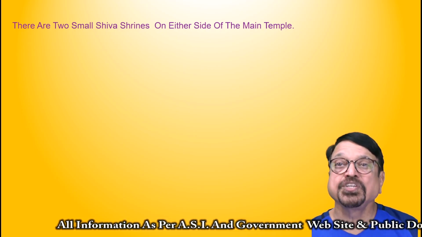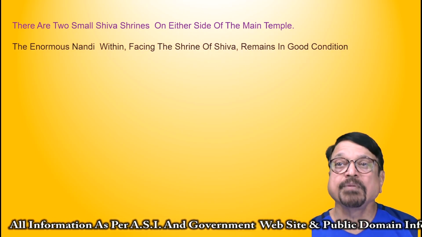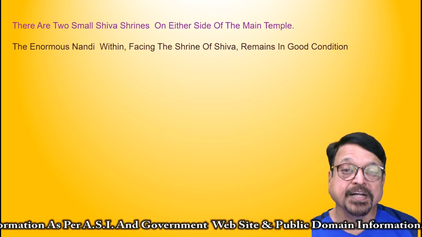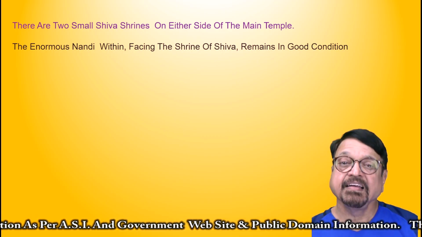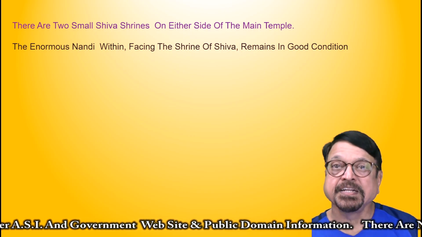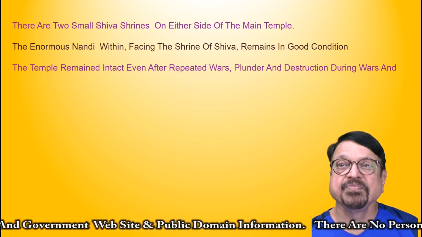There are 2 small Shiva shrines on either side of the main temple. The smaller temple has Nandi within the temple, while the larger Ramappa temple has a Nandi Mandapam separately. They are all fairly in good shape.